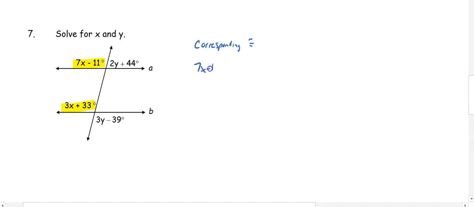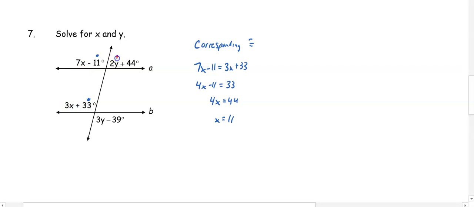So we would have 7x minus 11 is equal to 3x plus 33. So we get 4x minus 11 is equal to 33. We can add 11 on both sides. 4x equals 44. So when we divide, x is 11. So these were corresponding angles.